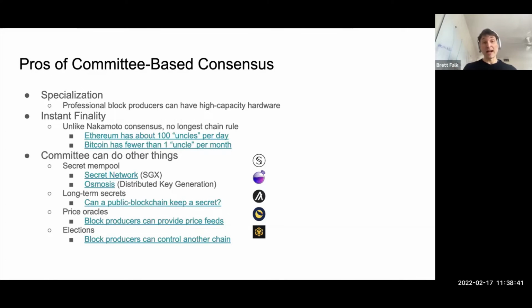The Binance chain even uses a committee elected on the Binance chain to choose the committee on the Binance Smart Chain. So you can have this committee of block producers control another chain. And so there's a lot of kind of interesting things you can do with a committee that make this type of committee-based consensus fairly appealing, I think.